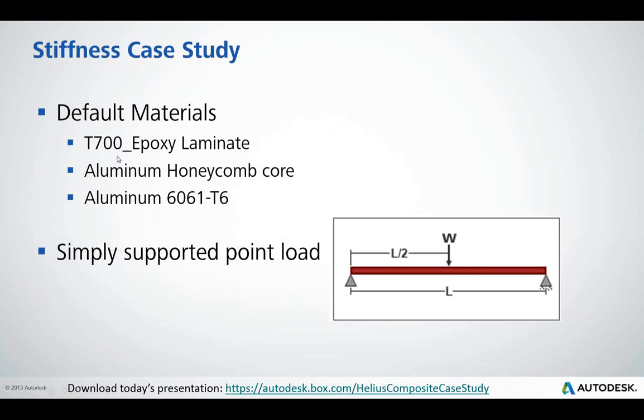I'll be using the T700 carbon epoxy laminate. Also be using an aluminum honeycomb core, and I'll be using the aluminum 6061 T6 material that is also included. That's an isotropic material. So we're going to be doing a simply supported point load for a plate, and I'll be able to show more of that when we go through the demo.